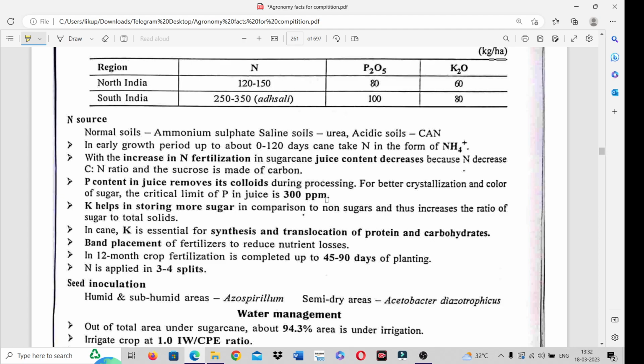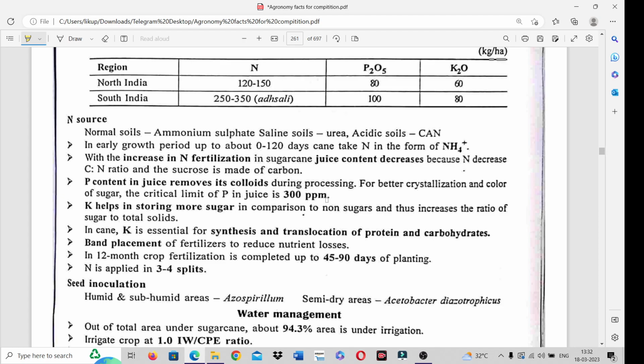In the early growth period, up to about 0 to 120 days, the crop can take nitrogen in the form of NH4+. With the increase in nitrogen fertilization, sugarcane juice sucrose content decreases because nitrogen decreases the C/N ratio and sucrose is made of carbon.